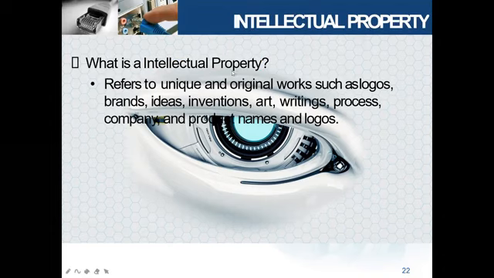Now, what is an intellectual property? It refers to unique and original works such as logos, brands, ideas, inventions, art, writing, and processes.